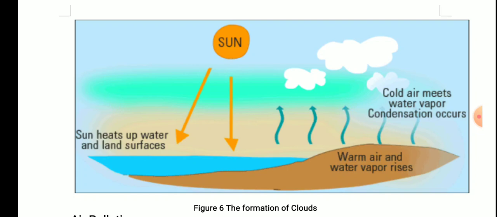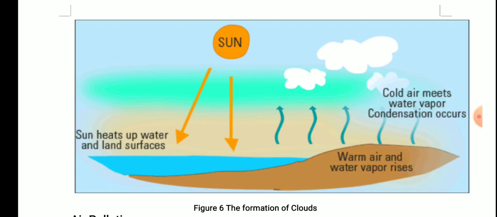Why? I told you again, because the warmer the particle, or the warmer the thing, the lighter it is, and it is easier for it to go upward. So it rises up. Now what happens upwards? The temperature is comparatively low upwards, so the cold air meets water vapor and condensation occurs, because over there in the atmosphere the temperature is quite low. So because of that the condensation process occurs, and this results in the formation of the cloud.